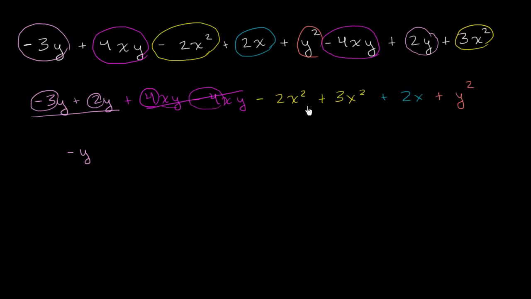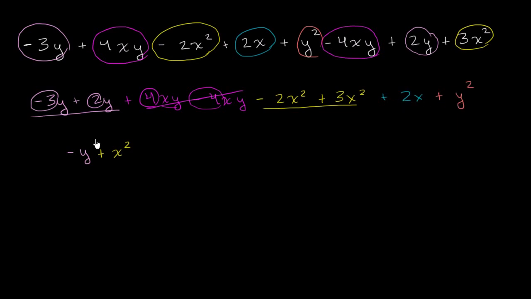Then right over here, I have my x squared terms. Negative 2 plus 3 is 1. Or another way of saying, if I have 3 x squareds and I were to take away 2 of those x squareds, I'm left with 1 x squared. So this right over here simplifies to 1x squared, or I could literally just write x squared. 1x squared is the same thing as x squared. So plus x squared. And then there's nothing really left to simplify.